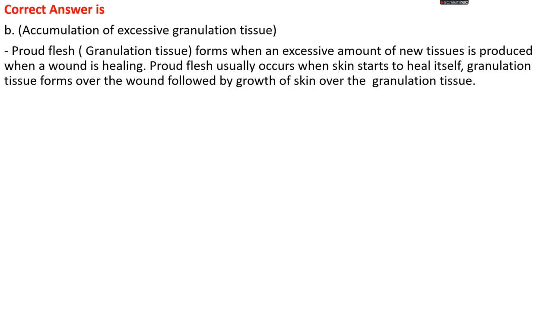Proud flesh is a granulation tissue, formed when an excessive amount of new tissue is produced when a wound is about to heal. Proud flesh usually occurs when the skin starts to heal itself: at first granulation tissue forms over the wound, and this granulation tissue is covered by the skin, forming the proud flesh. Okay.